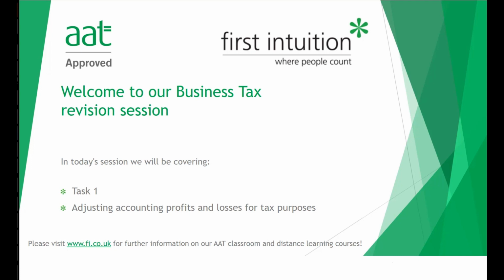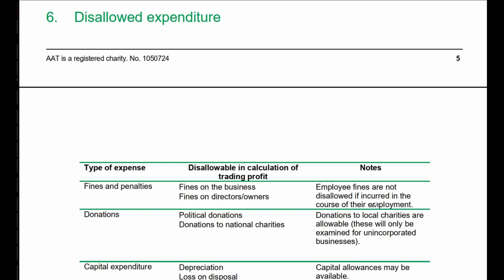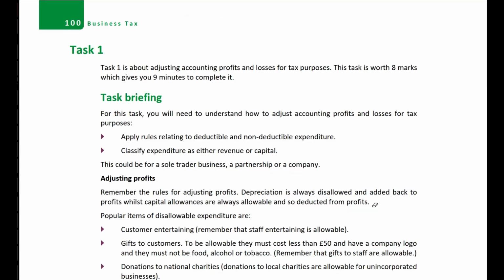The first task of the business tax assessment is always going to be on adjusting of accounting profits. So we've got to be able to take the profit from a set of accounts and adjust it to make it into a profit that the tax office are going to be happy with and that will form the basis of our tax computation.